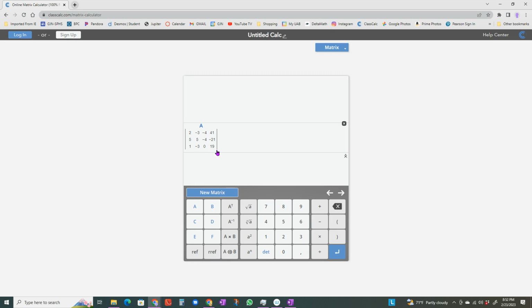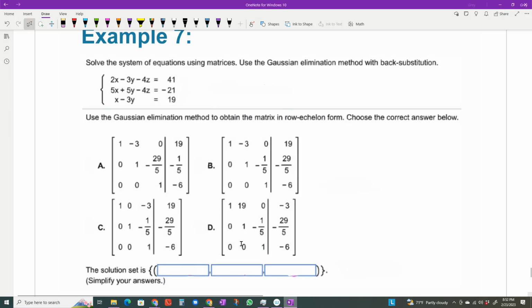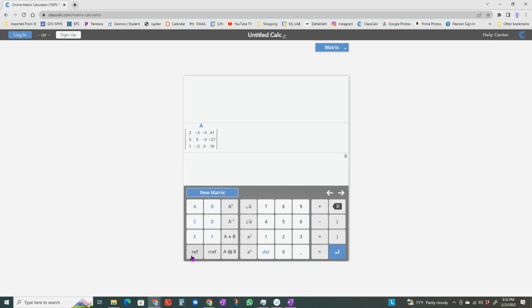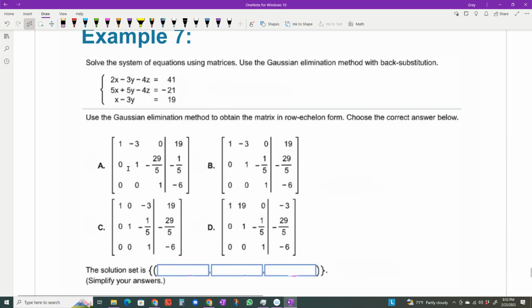Okay? So the directions say use Gaussian elimination to obtain the matrix in row echelon form. So row echelon form is right here, REF, and then you have to hit A for that matrix. It's in decimals, but if you look at this, see how this says 1, negative 1.5. So I'm looking for one that says that, and none of them say that.